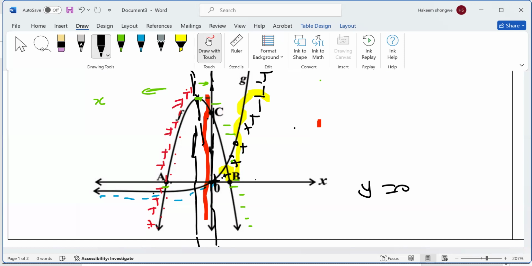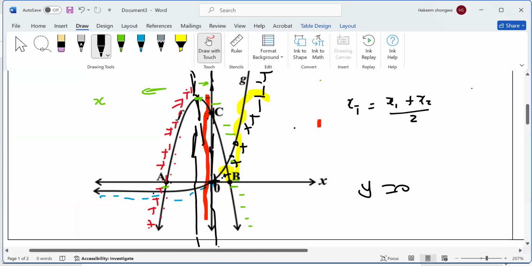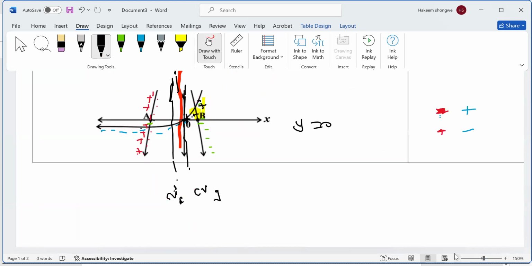Now, what are a and b? a and b are the x-intercepts. And then this is an axis of symmetry. How do we get the axis of symmetry? We can get it by saying x of the turning point is going to be x-intercept number 1 plus x-intercept number 2, divided by 2, which is the midpoint formula from analytical geometry.